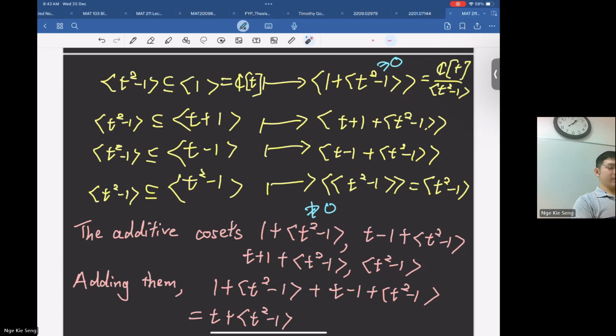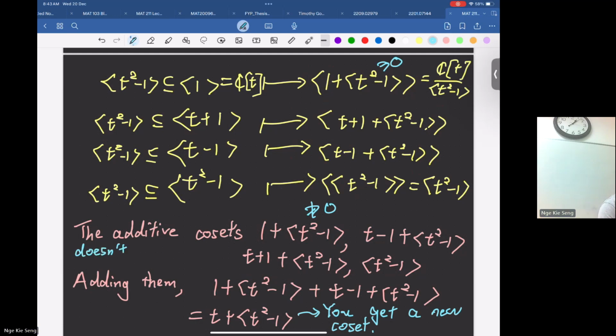Okay or not? So the answer for last time is you get a new coset. Actually, I think there are infinitely many cosets for this ideal. I went back and thought about whether this t plus t squared minus 1 is one of these ideals or not. I spent quite a long time and only then figured out that these 4 cosets here don't partition the quotient ring.